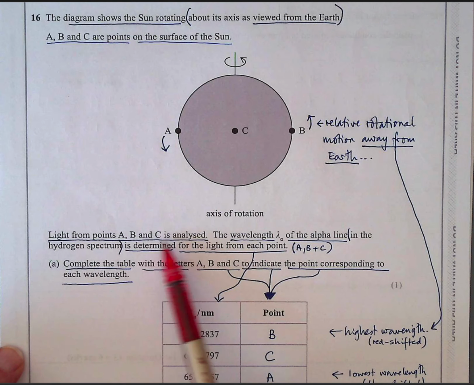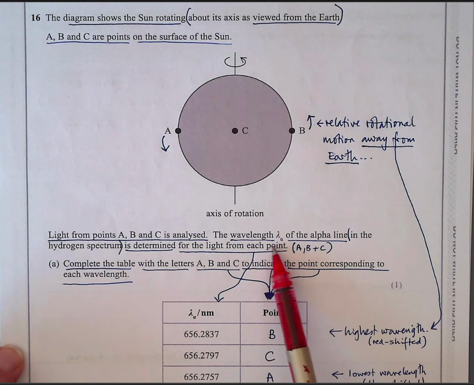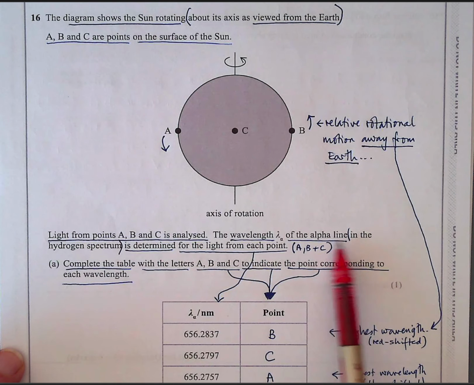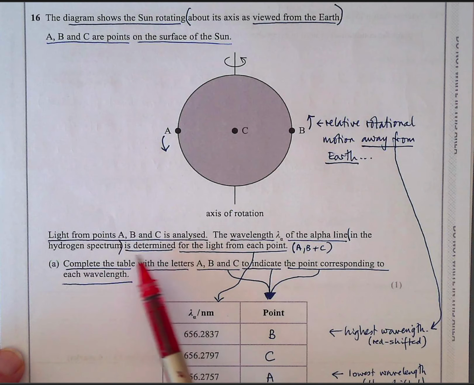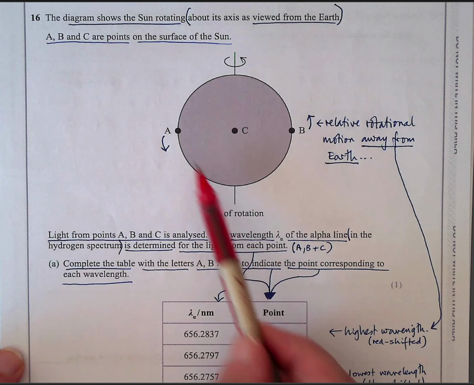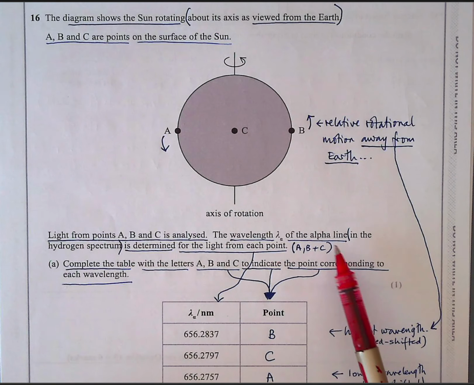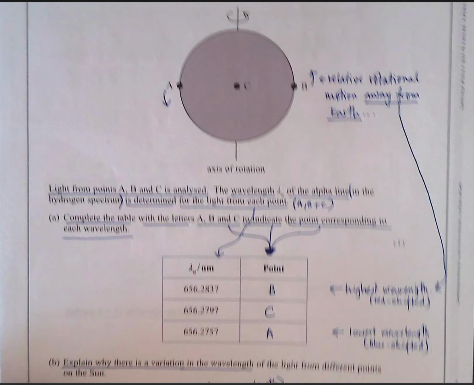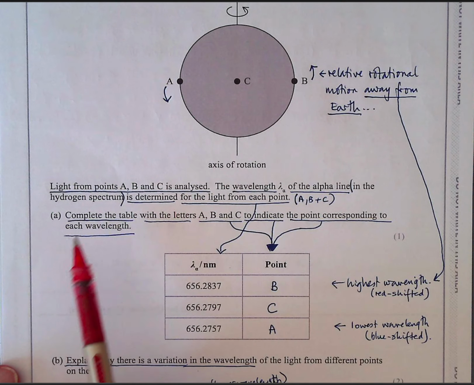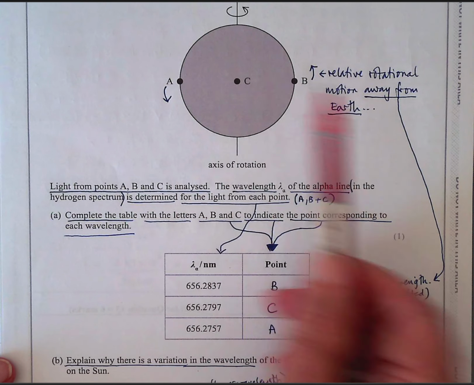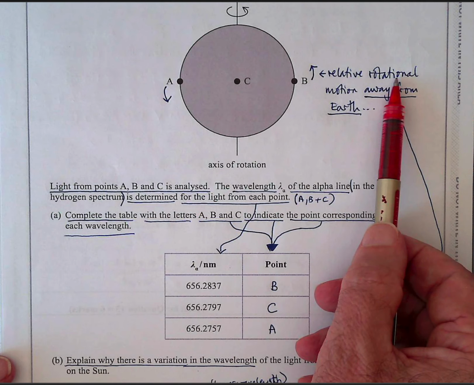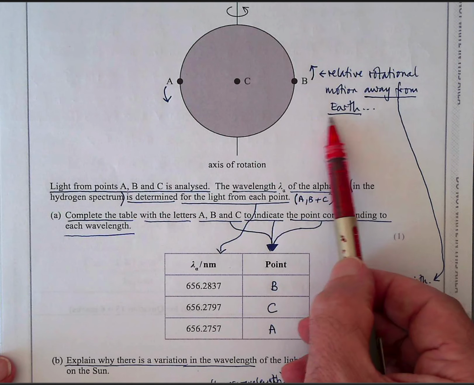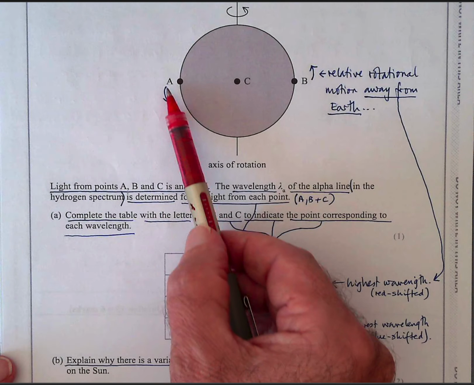Light from points A, B, and C is analyzed. The wavelength lambda alpha, called the alpha line in the hydrogen spectrum, is one specific line, and it is determined for the light from each of the points A, B, and C. Now, what we've got to do is work out which one's which. The one in the middle is not going to be affected by the rotation because it's always in the same spot, whereas this one has relative motion. It is going away from the Earth, and this one is coming towards the Earth.